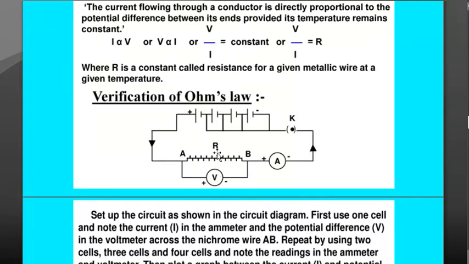In the circuit, we have taken this as my resistance A and B, and we connect the voltmeter in parallel, because voltmeter is a comparator as I told you earlier. So we connect the voltmeter in parallel and the ammeter in series, and there is a battery connection with a key. As soon as we switch on, current flows through the circuit, and according to the potential developed between A and B, the voltmeter shows deflection and the ammeter also at the same time shows deflection.